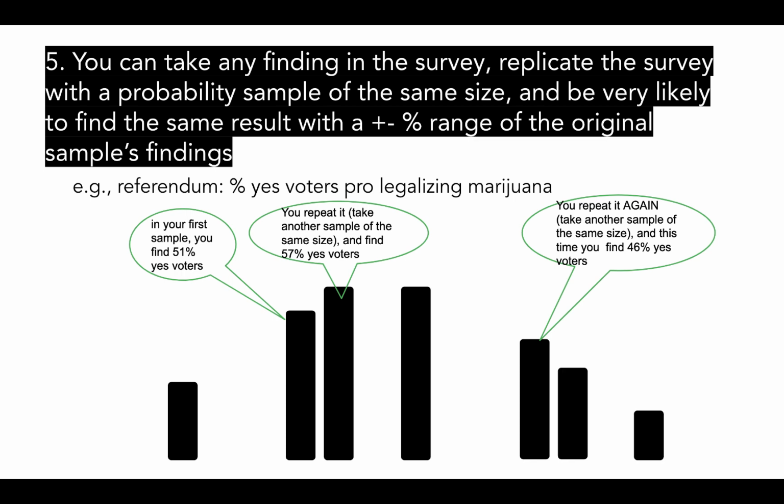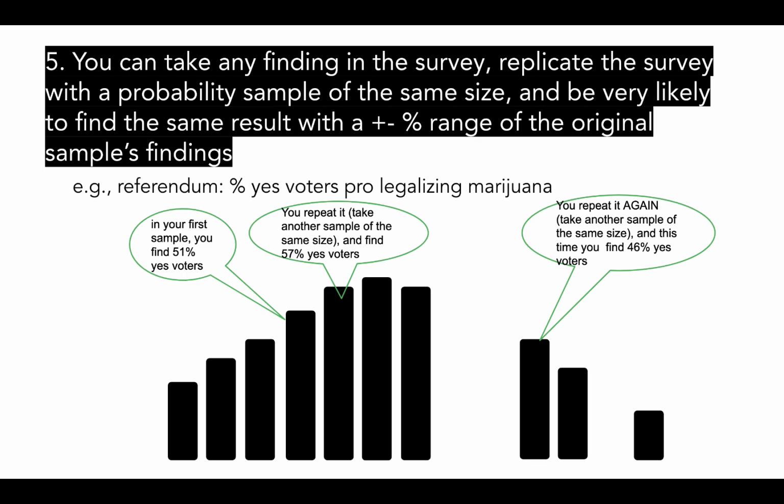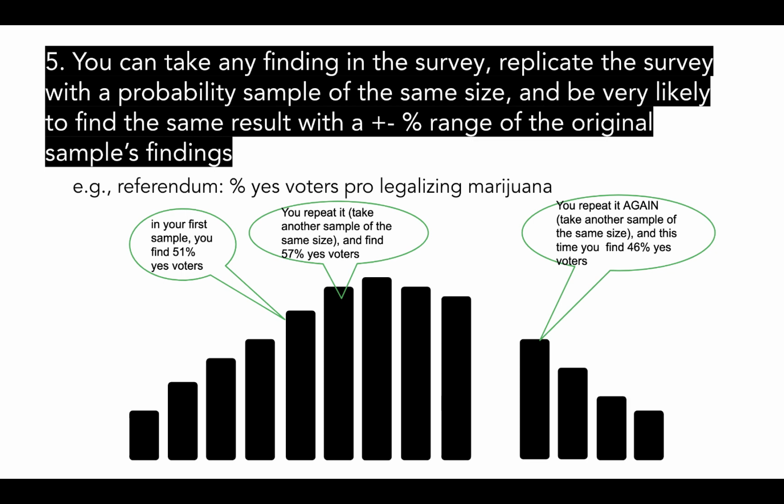Sometimes you have a little more percent of yes voters. Sometimes you have a lower percent of yes voters. So overall, with repeated studies, the percentage of yes voters for legalizing marijuana will follow a bell curve, as you can see right here.